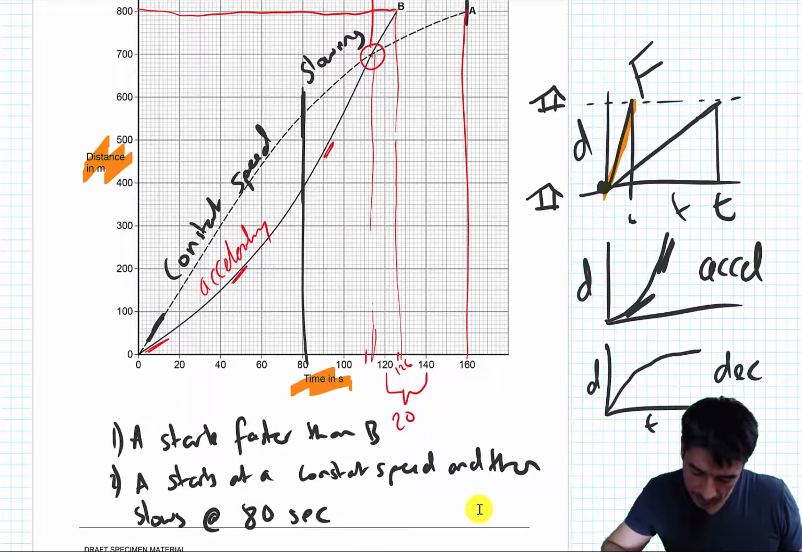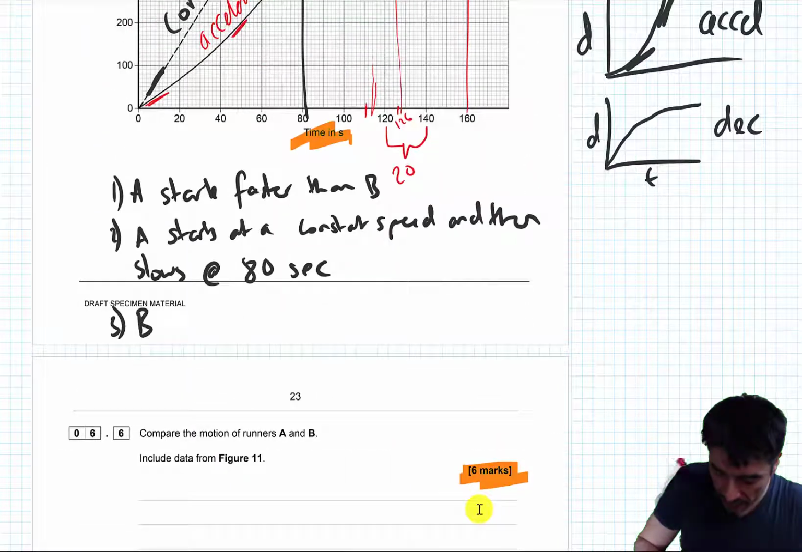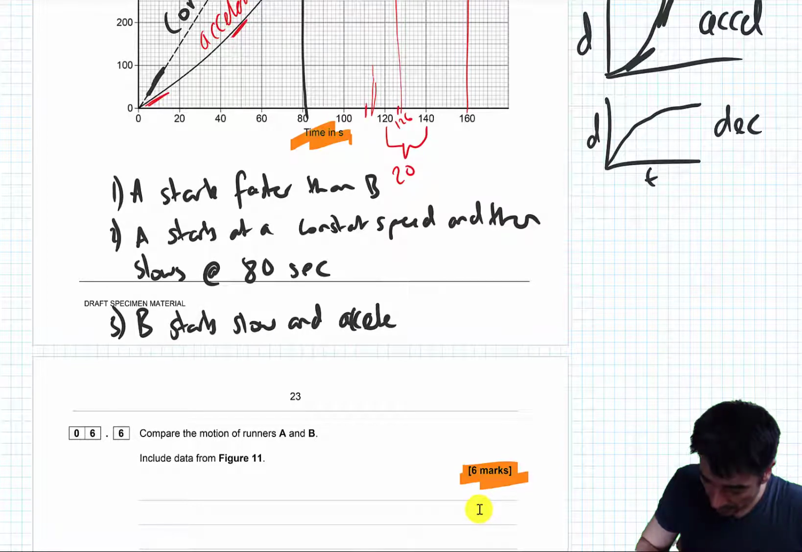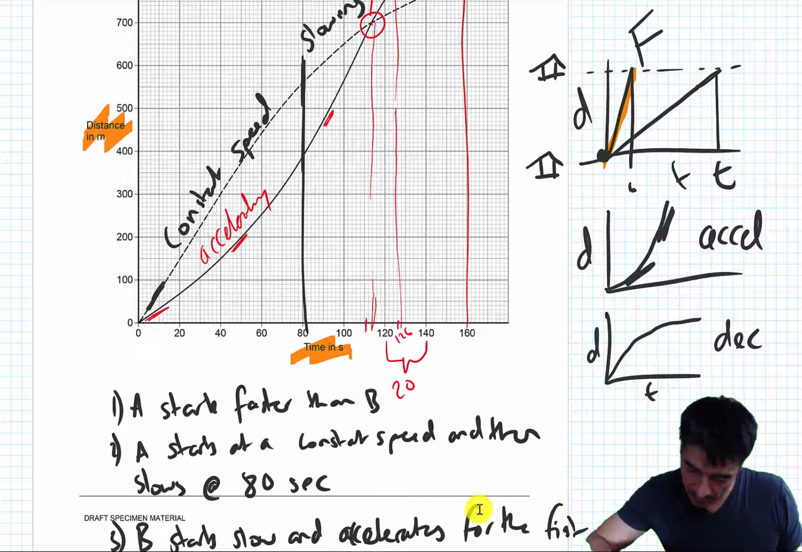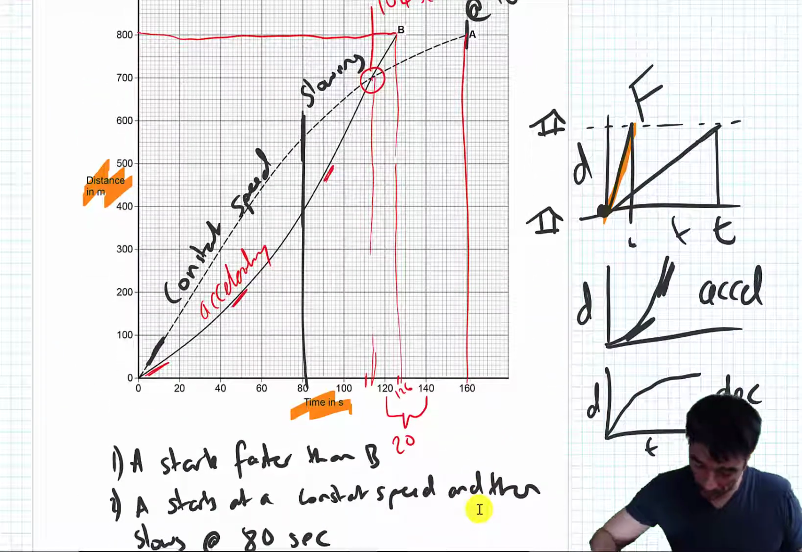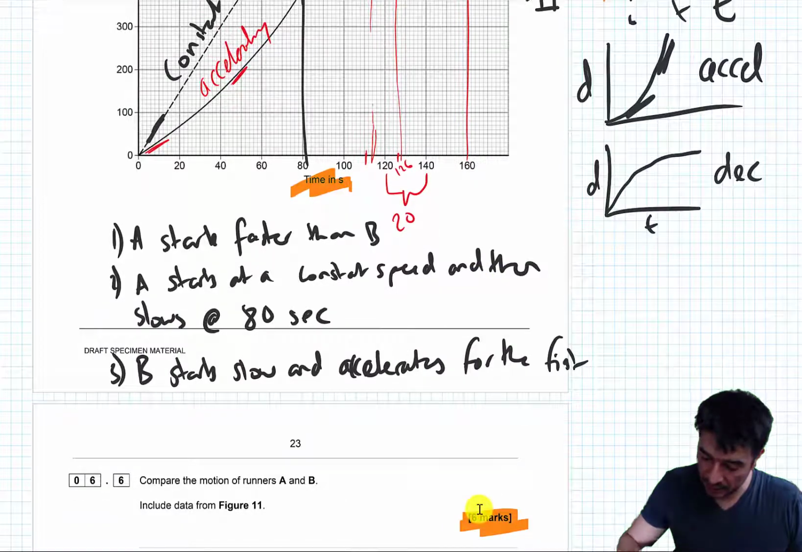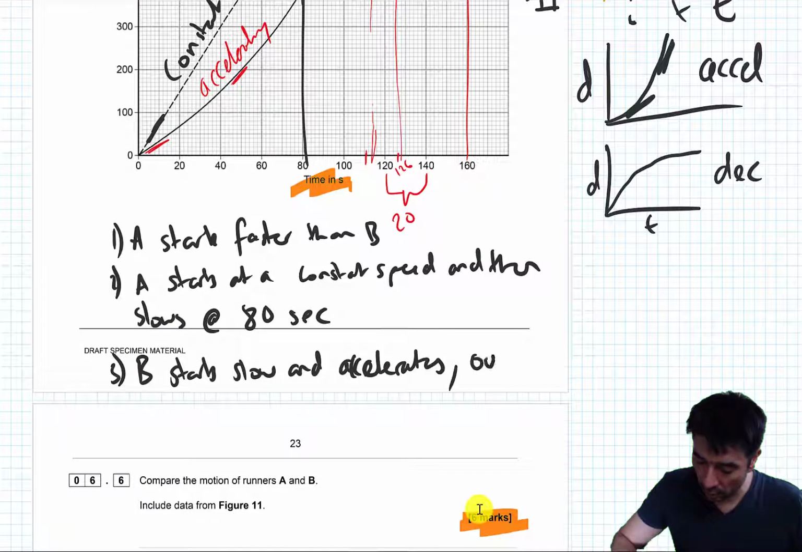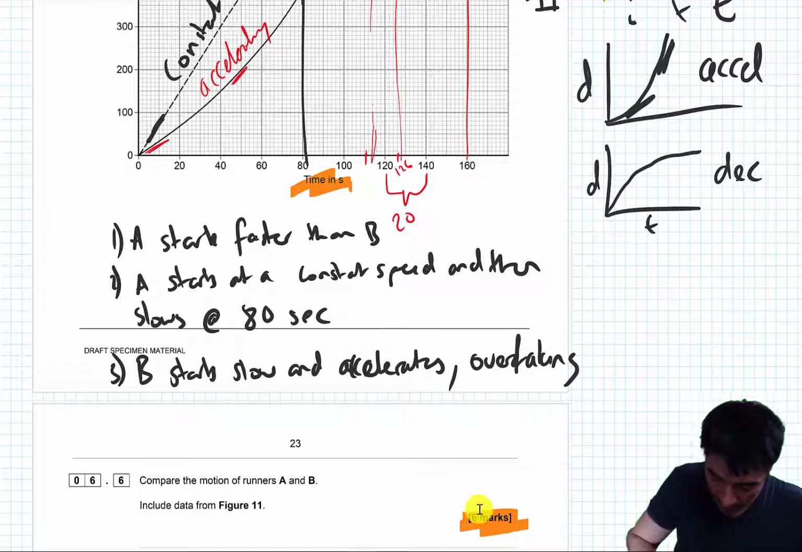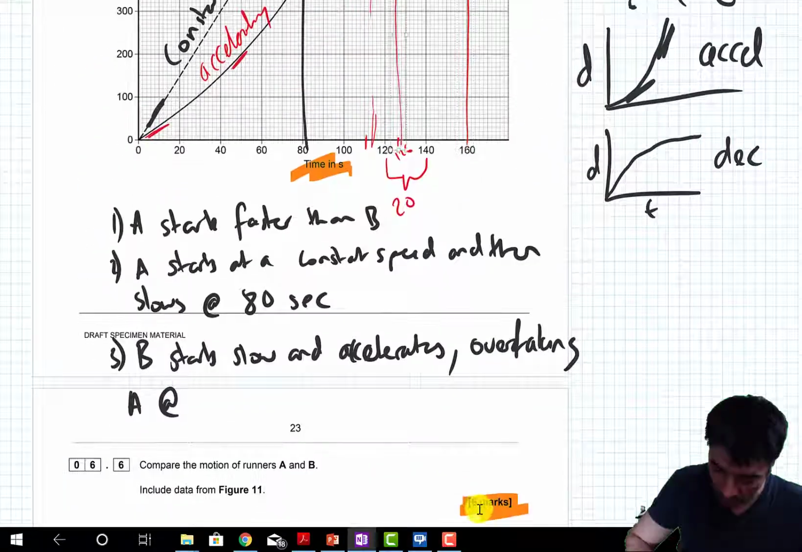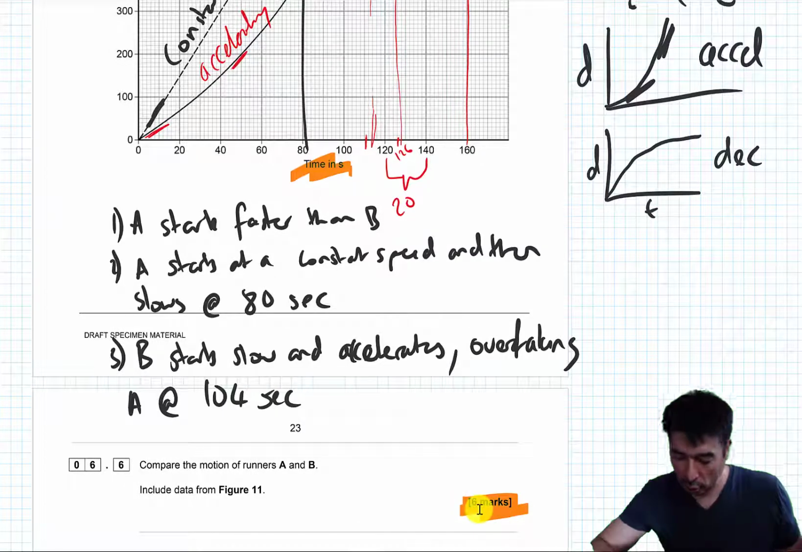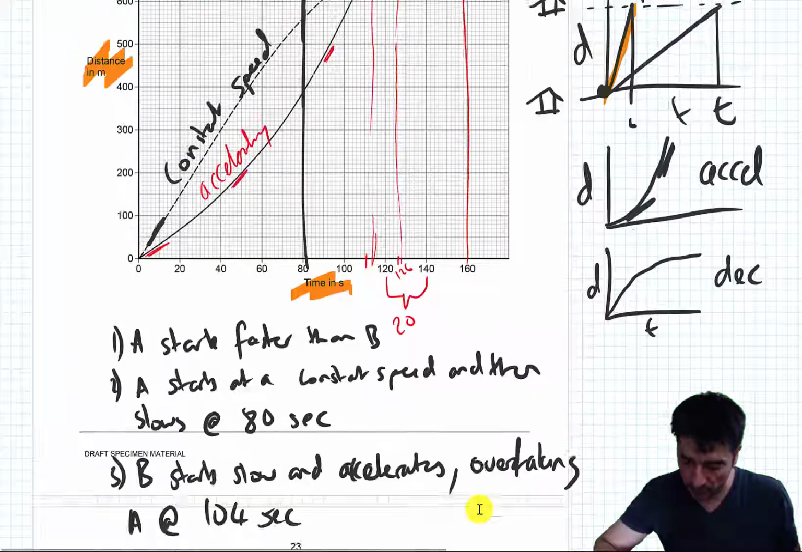3, what else can I say? Let's mention B. B starts slow and accelerates for the whole thing, overtaking A at, what time did they overtake at? 104 seconds. Right, that's 3 good points. In fact, these are double barrel points maybe, so I'd probably get a few more marks than that.